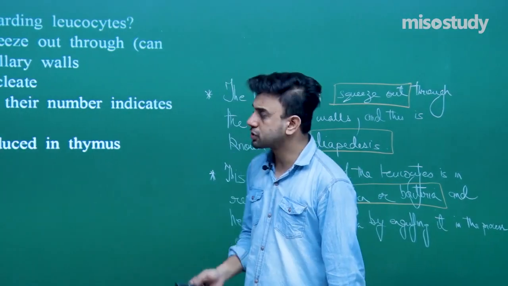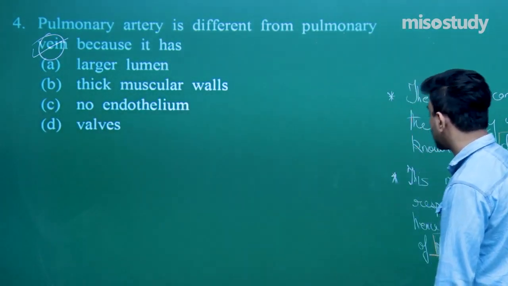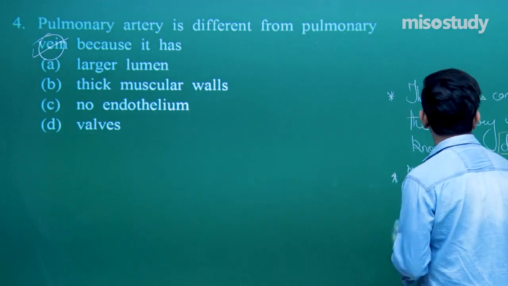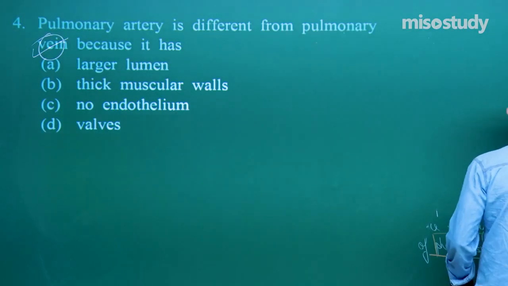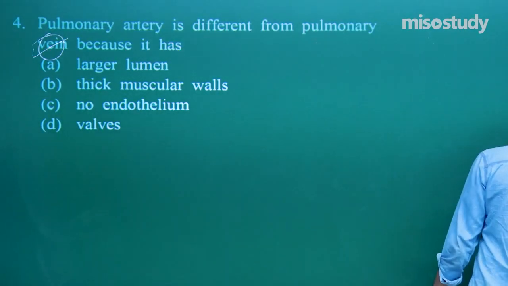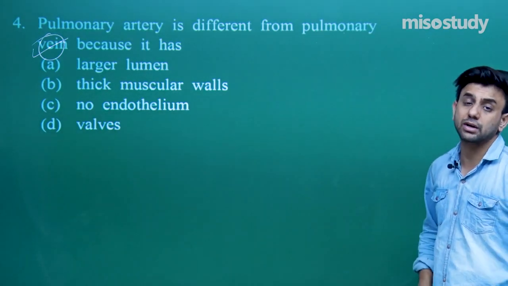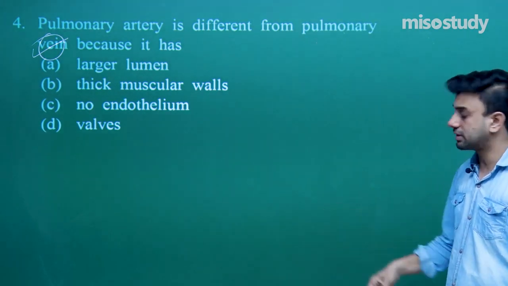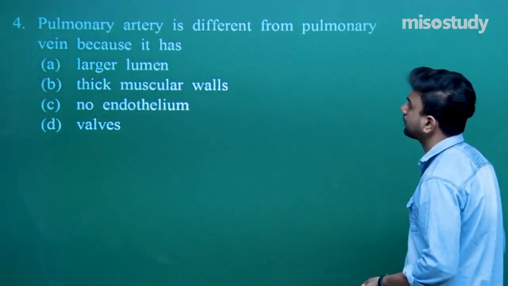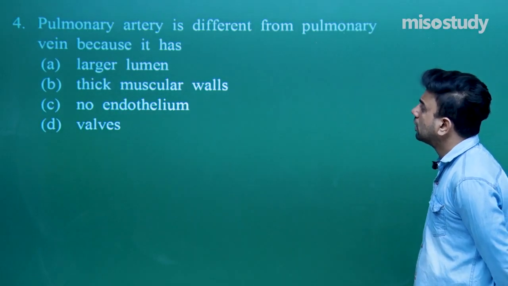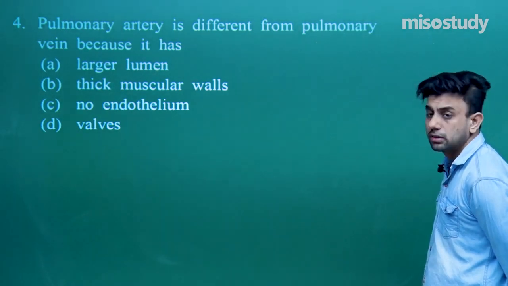So, now we will talk about the next question. Pulmonary artery is different from the pulmonary vein. Now, they ask this question a lot of times because the arteries and veins will be similar to each other everywhere, except there is a difference. That difference is not mentioned in this question. I have given that question also, in this section we will discuss that. So, pulmonary artery is different because a larger lumen, thick muscular wall, no endothelium and valves.